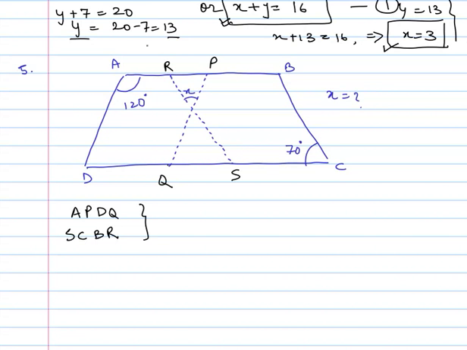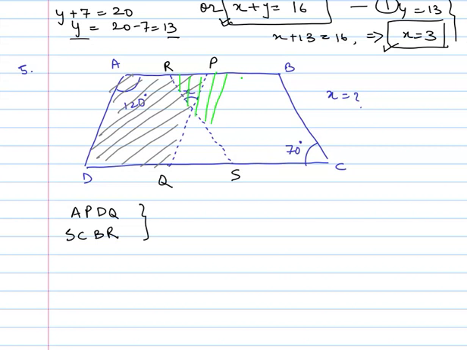So I will just shade the two parallelograms. This is one parallelogram. Yes, now it is visible. And another parallelogram I will shade with a different color. This is another parallelogram. Now we have to find out the value of x.